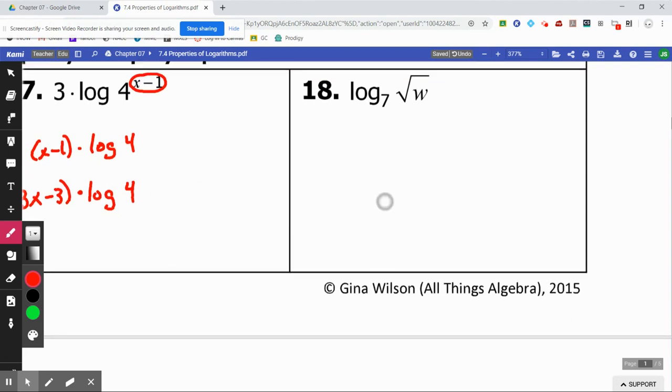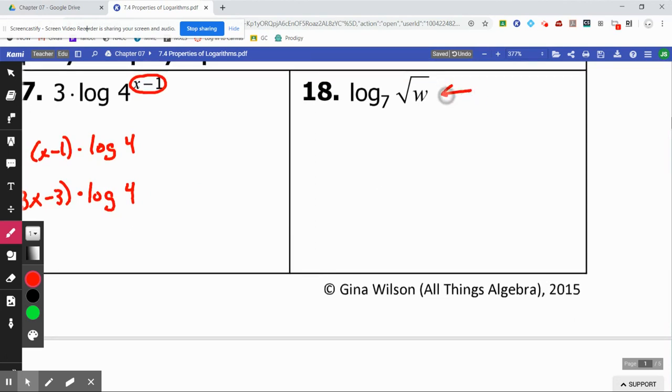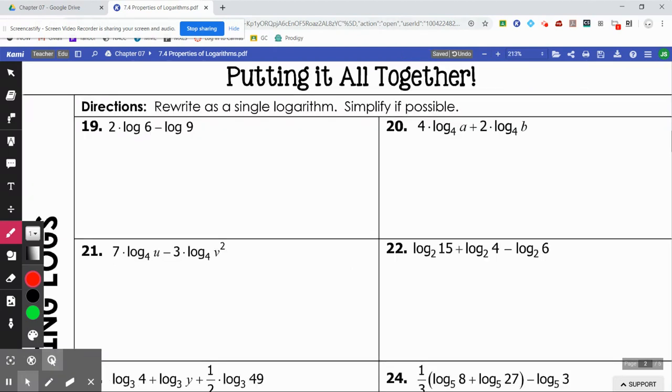Then finally, this w, it's a square root of w. A square root is the same thing as a 1/2 power. So therefore, that'd be the log base 7 of w to the 1/2, and then that 1/2 can be brought down front. Okay, starting with 19, we're going to put it all together. We're going to rewrite all of these as a single log. We're going to condense them.